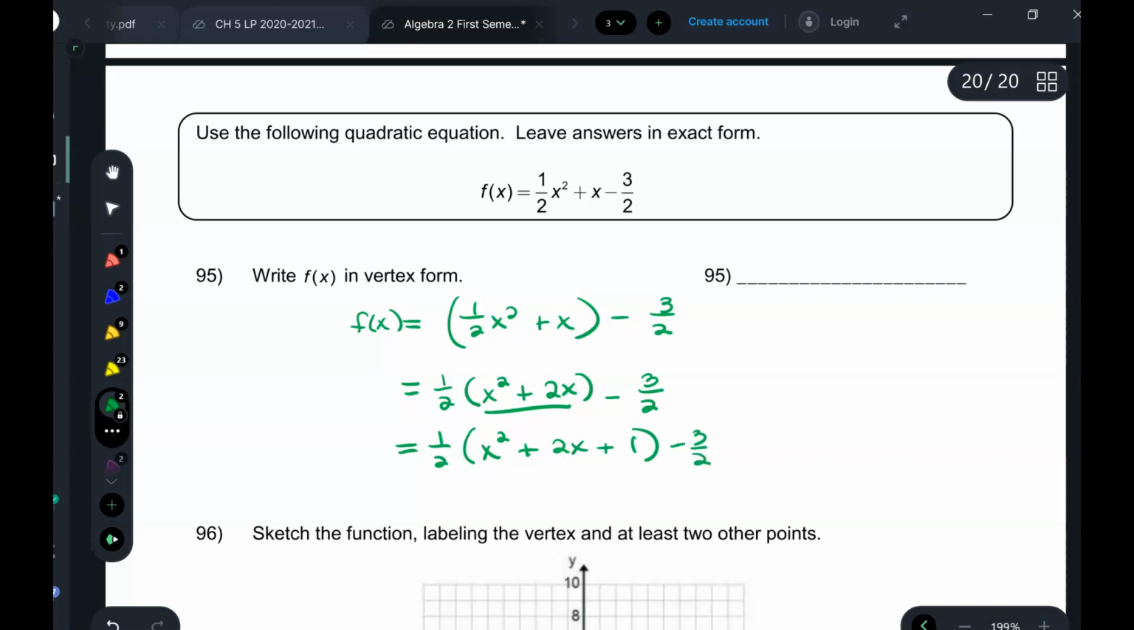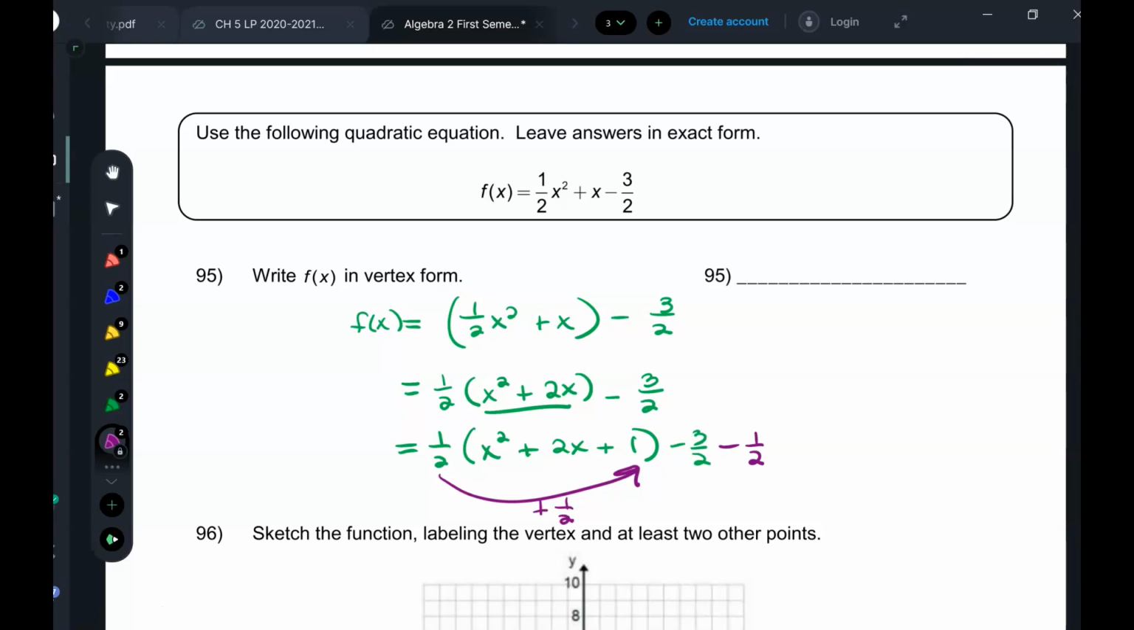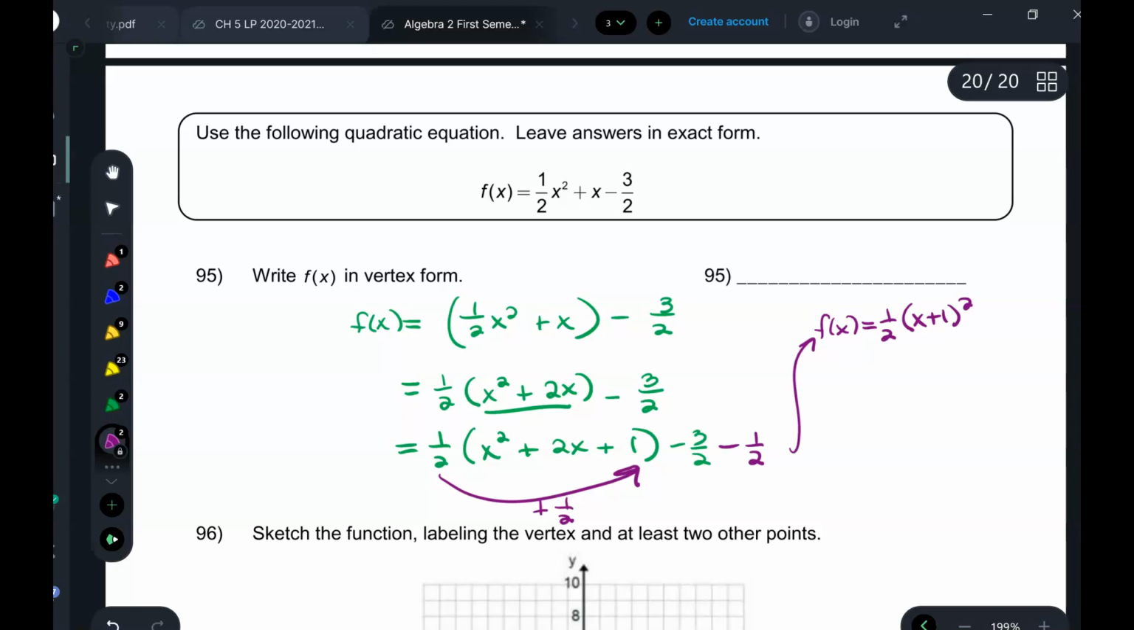Now I can't just add 1, or in this case, I'm adding a half. So I need to compensate for that, and I have to subtract 1/2 on the outside. So I get 1/2 times x plus 1 squared, and a negative 3/2 minus 1/2 is negative 4/2, or minus 2.